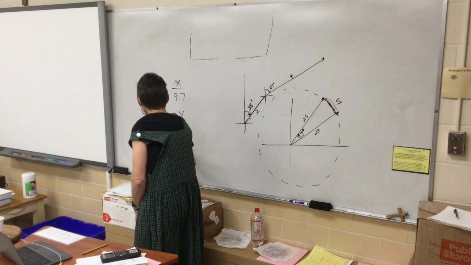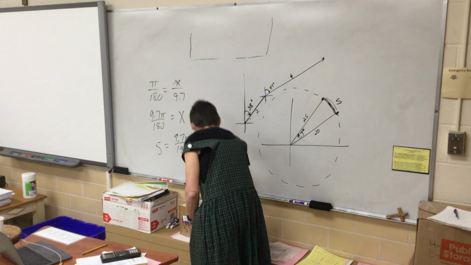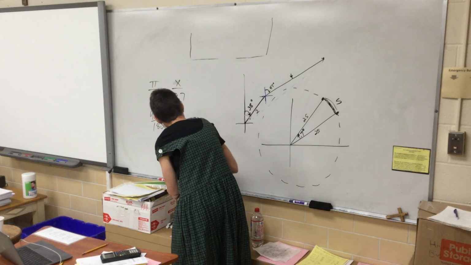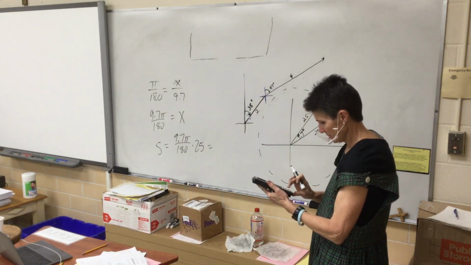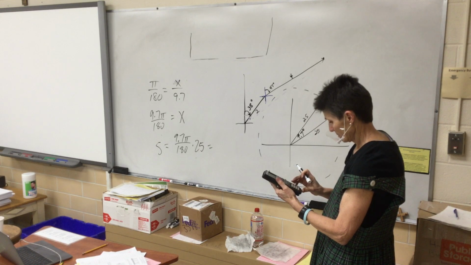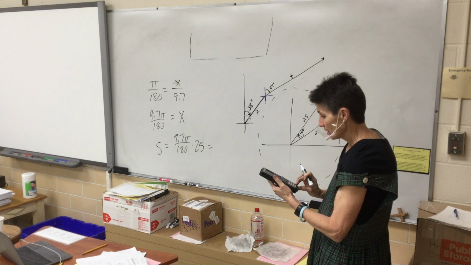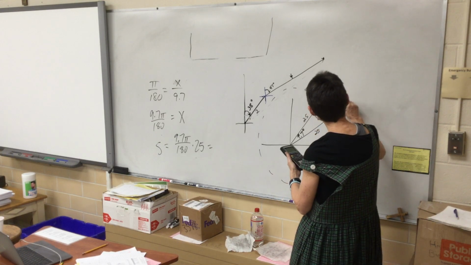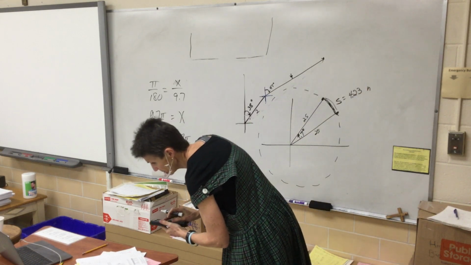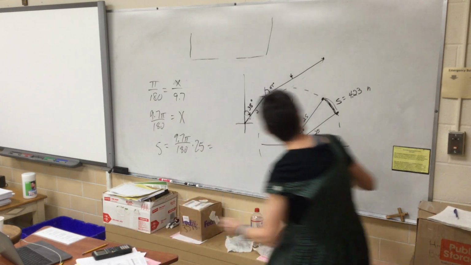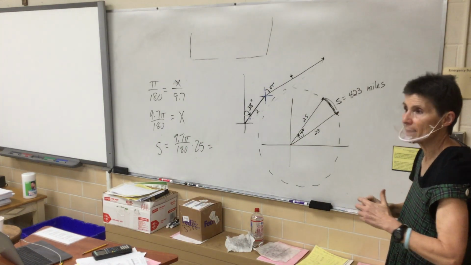So my arc length is my radian measure times my radius. So I'll type that in on my calculator. And I got about 4.23, is it miles or kilometers? Miles. Can anybody confirm that for me? Is that about right?